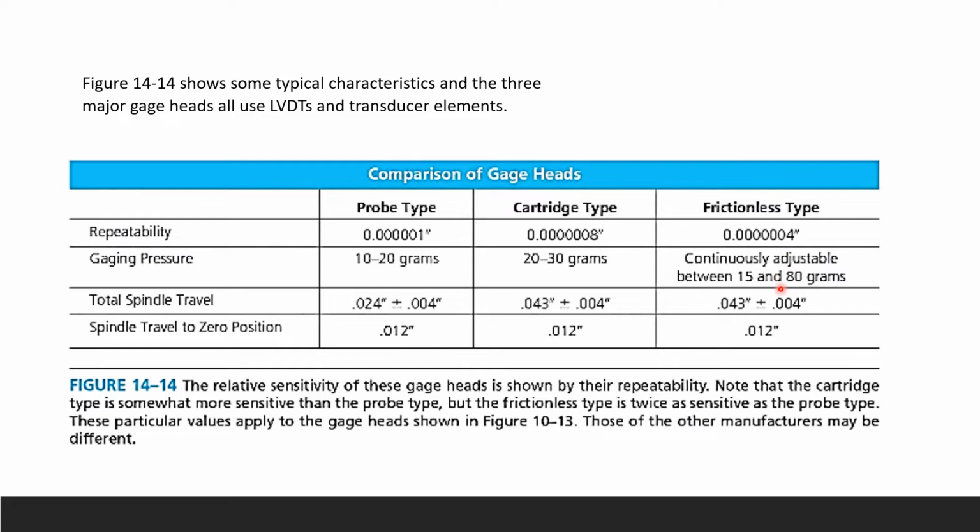Okay, so here the same thing. So these particular values apply to the gauge heads shown way back in chapter 10, figure 13. Okay, so those of the other manufacturers may be different. But now all you have to know is we have 3 gauge heads. Alright, you have your probe, cartridge. Cartridge is more sensitive, and then frictionless type is more sensitive.